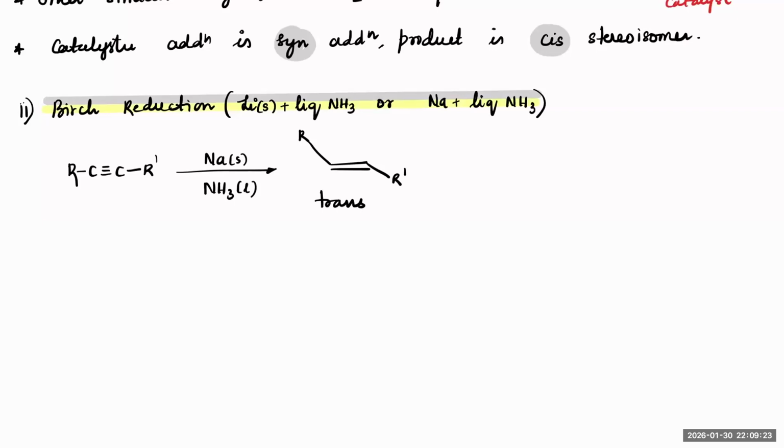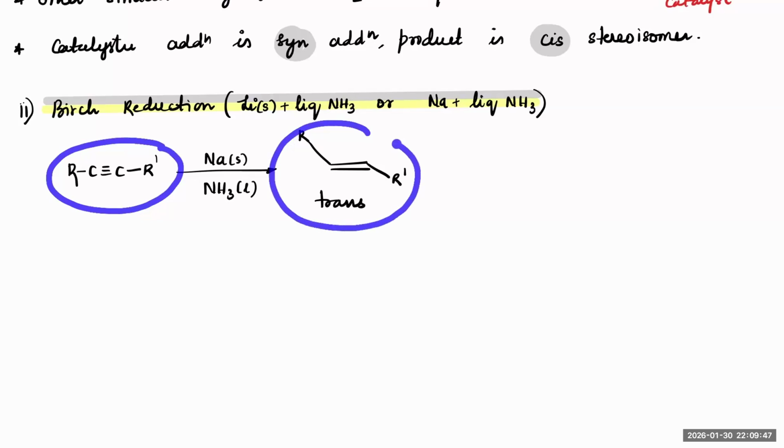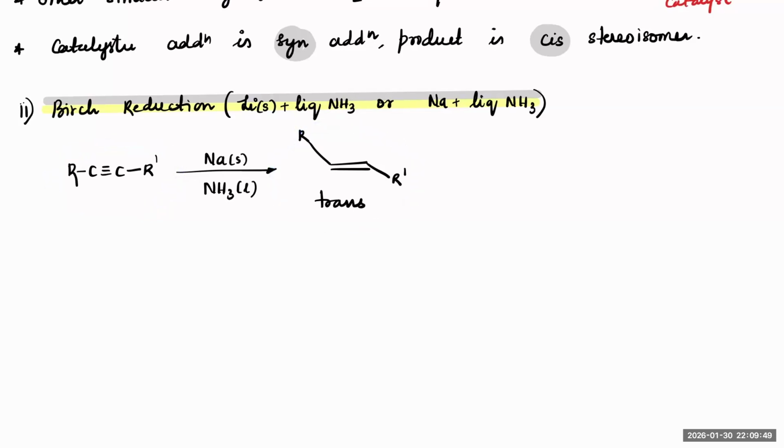In Birch reduction, we use either lithium or sodium in liquid ammonia. When you add lithium or sodium to liquid ammonia, it gives a stable, highly electron-rich solution. That will help convert this alkyne into an alkene, but this time the alkene will be the trans kind.